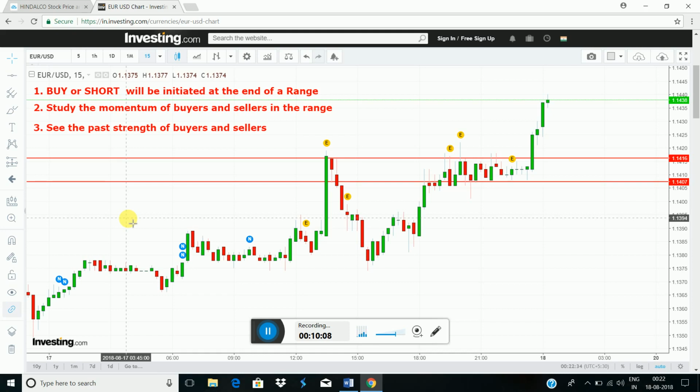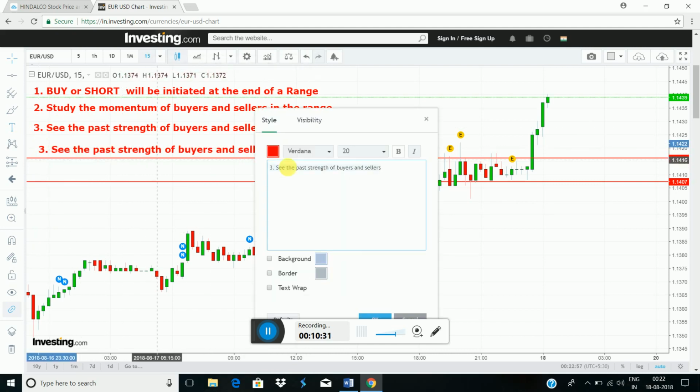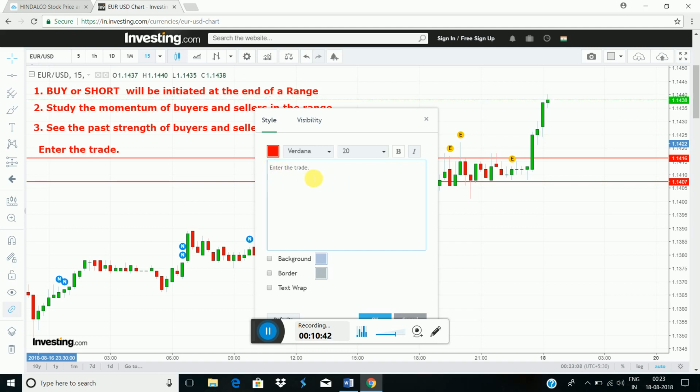What do I mean by the past strength of buyers and sellers? By past over here, I mean the movement which was before the formation of range, the movement which preceded the range. What was the strength of buyers and sellers in that movement? That we need to see. And finally, your fourth rule to time the markets is, after doing all that, you will enter the trade.